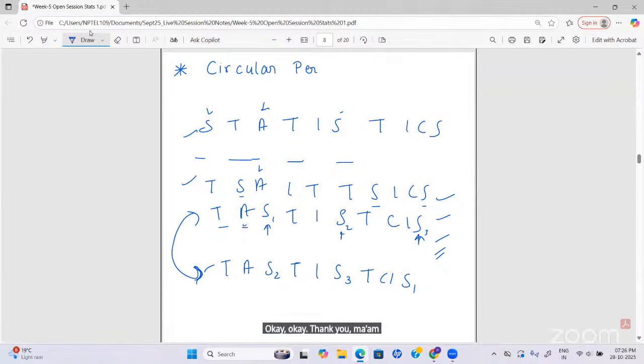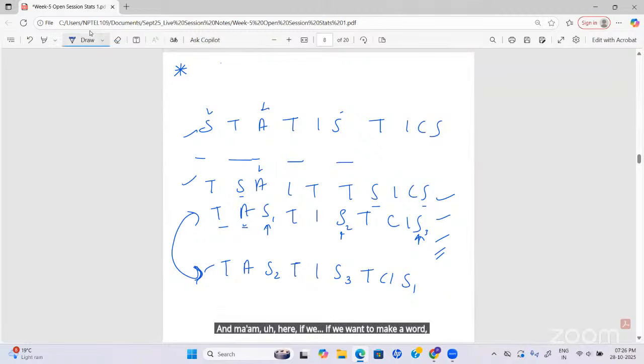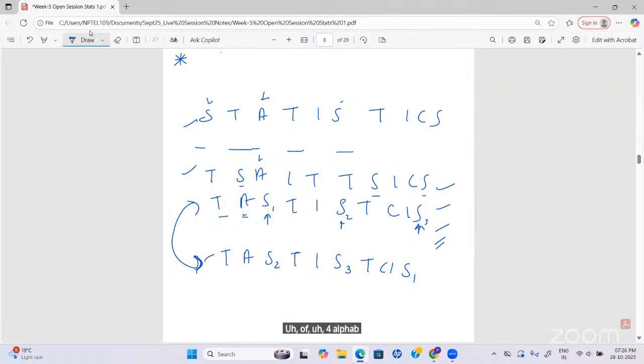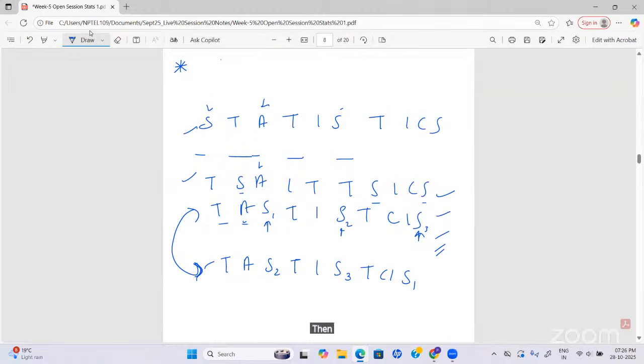Now I got it. And ma'am, here if we want to make a word of 4 alphabets using this word, statistics, then how can we do it? We want to select 4 items.